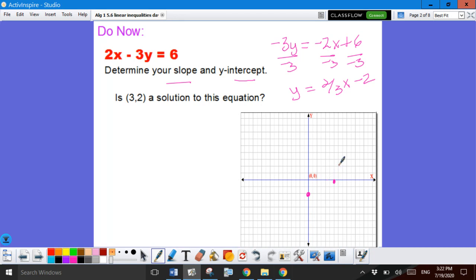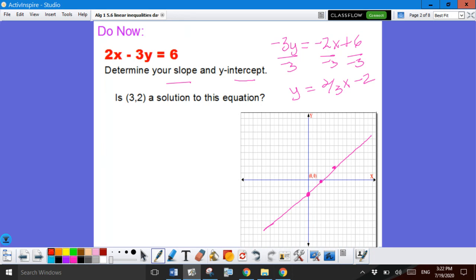And up 1. That's too many there. Let me fix that. So we've got 1, 2, and 3. Up 1, 2, 3. My line is going right through there.